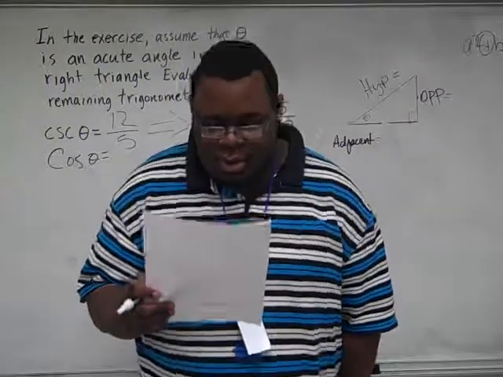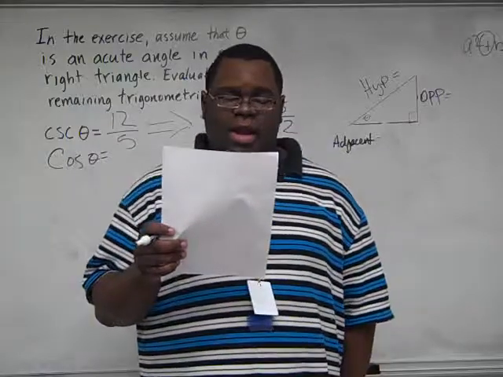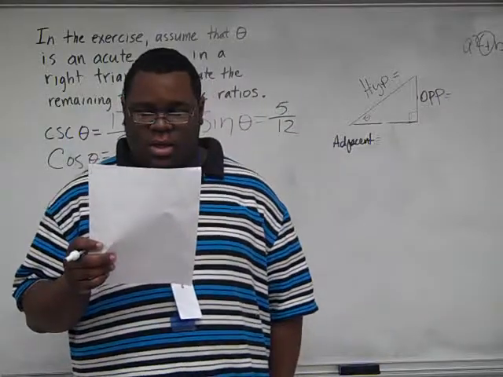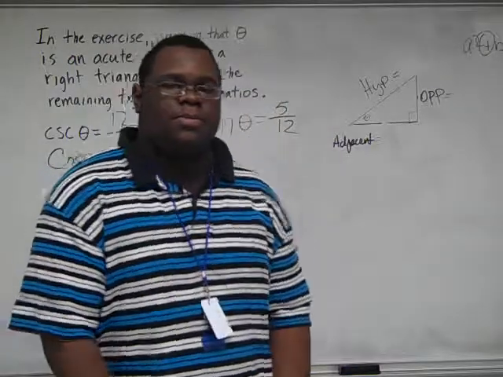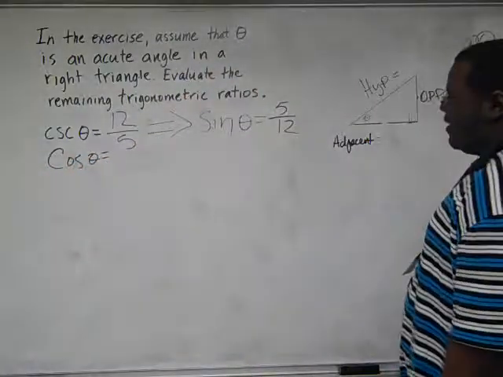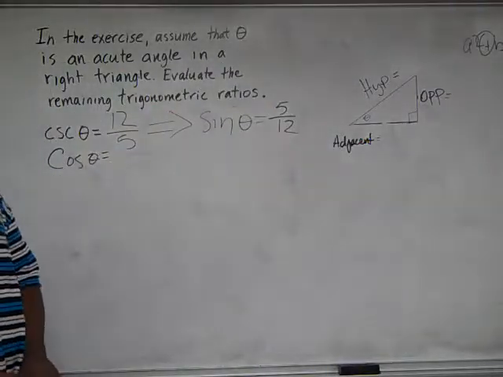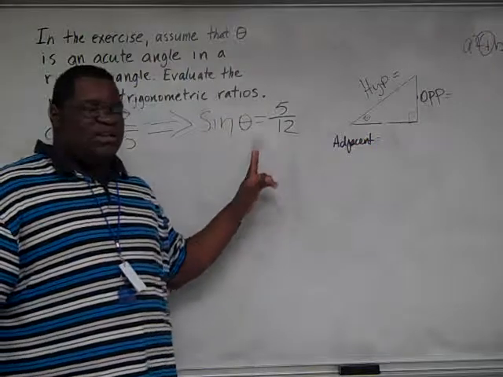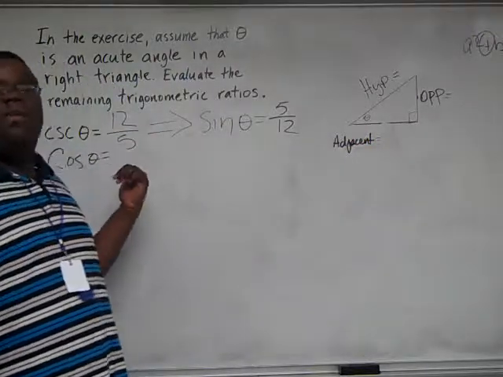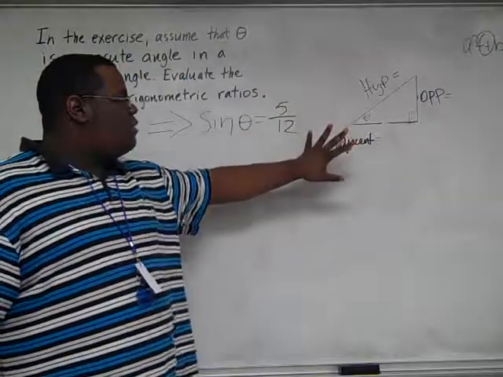In exercises 9 through 18, assume that theta is an acute angle in a right triangle satisfying the given conditions. Evaluate the remaining trigonometric functions. Here we start with cosecant, which is 12 over 5. Now the opposite of cosecant is sine. You just flip the fraction to become sine, so that will be 5 over 12.